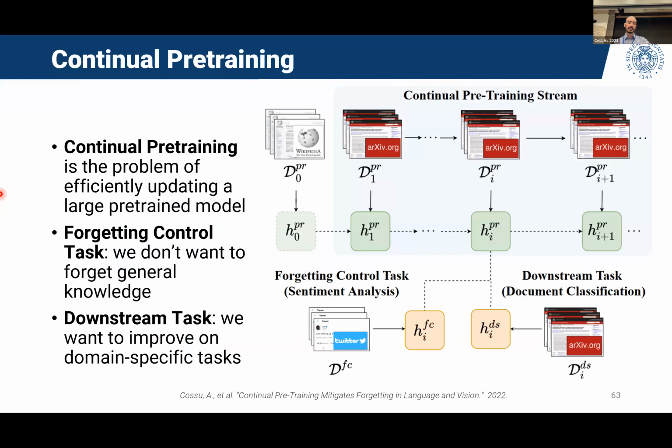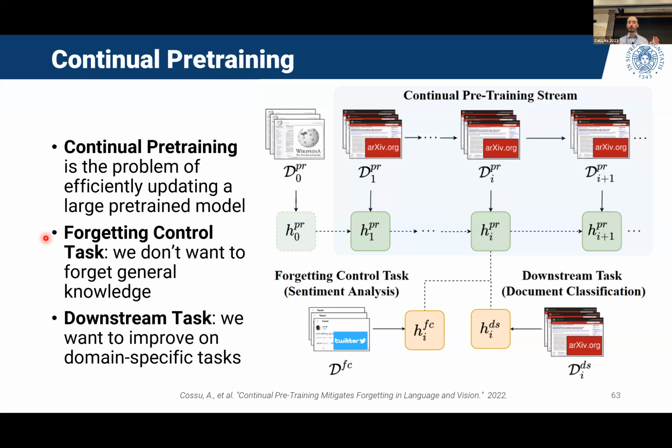So in continual pre-training, you have the problem of efficiently updating a large pre-trained model. Here, let's take the example of a language model. At first, you have a very general model that you trained on some general domain like Wikipedia. And then you decide you want to focus on scientific papers. So you use the arXiv feed to update your model regularly. And so every week, you get a new model.